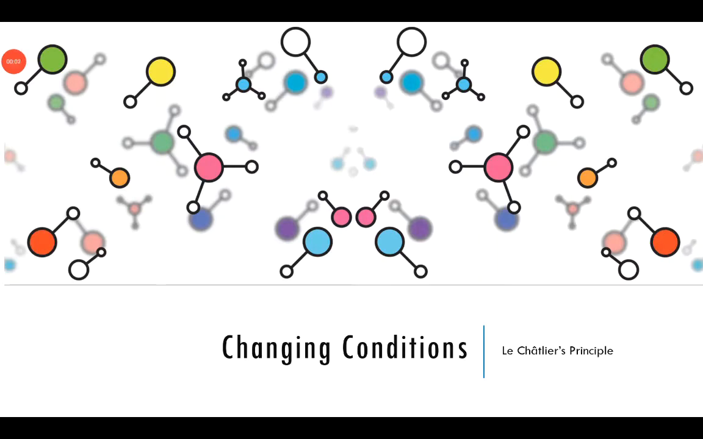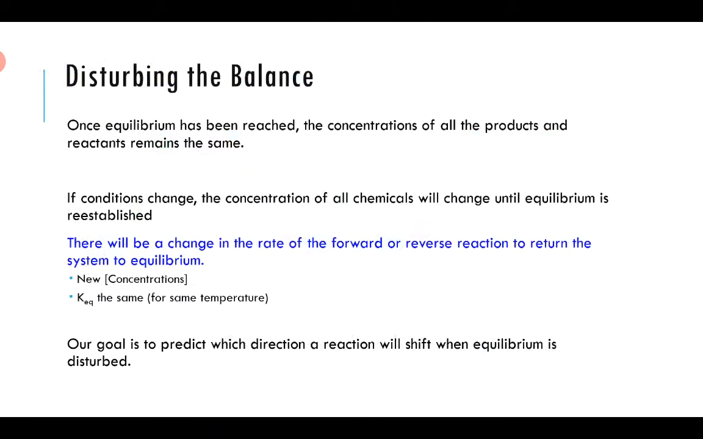In this video, we will learn about Le Chatelier's principle, which is about changing conditions and how the system will respond to those changing conditions. So this is a phenomenon named after a scientist named Le Chatelier. Scientists like to study systems, and one way that they can study systems is by messing with it.